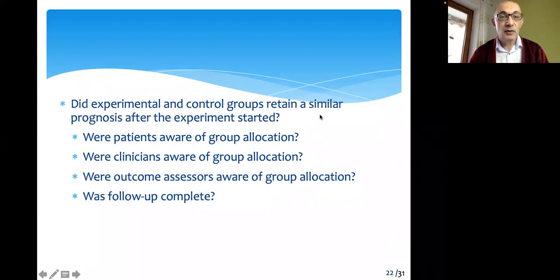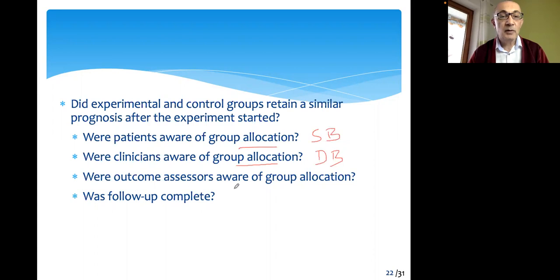So we have to ask ourselves, did experimental and control groups retain similar prognosis after the experiment started? Were patients aware of the group allocation? If not, we call this single-blinded. If clinicians also were not aware of the group allocations, then we call this double-blind. Here it is single-blind.